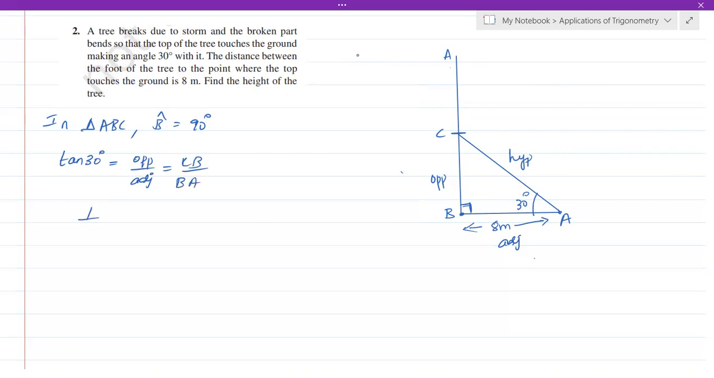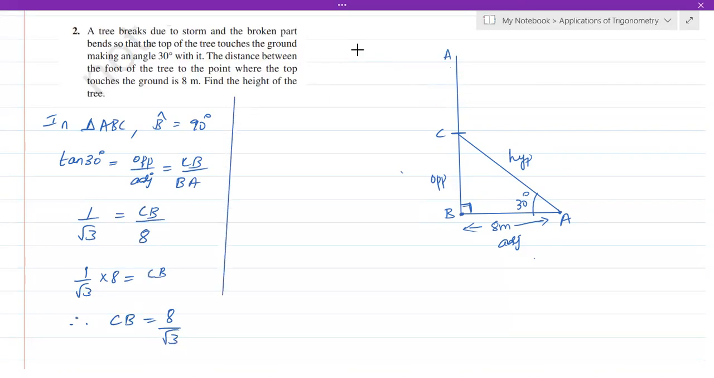Now tan 30 is 1 over root 3. That will be equal to CB, the opposite side which we have to find, and BA is given as 8. Let's send this 8 to the other side. So it becomes 1 by root 3 into 8 is equal to CB. Therefore, CB is equal to 1 into 8 is 8, root 3 as it is. What we have found is just CB.